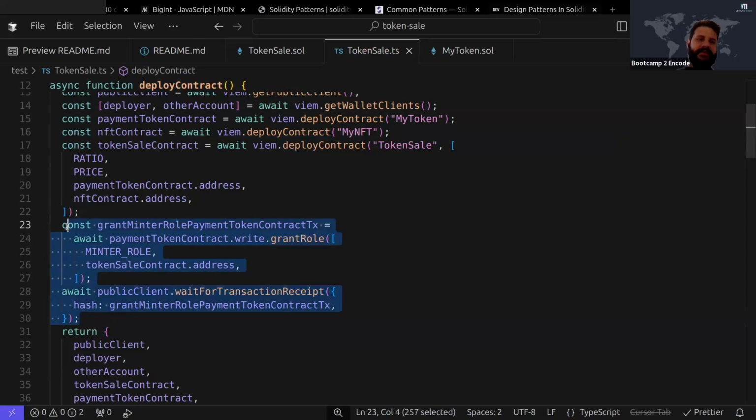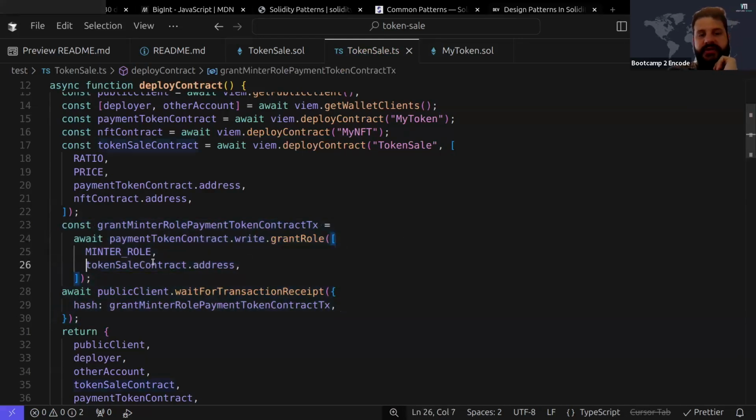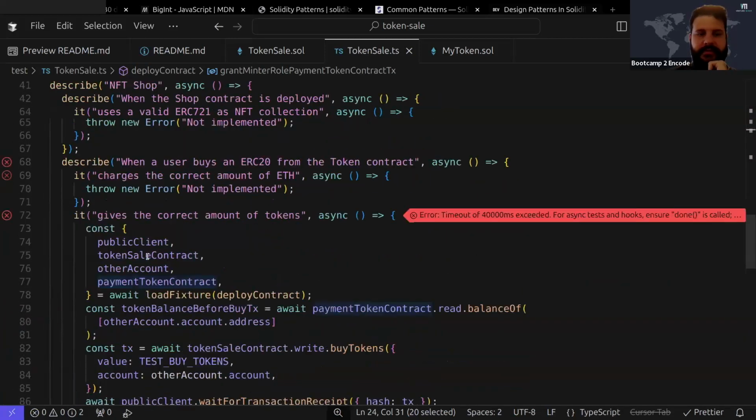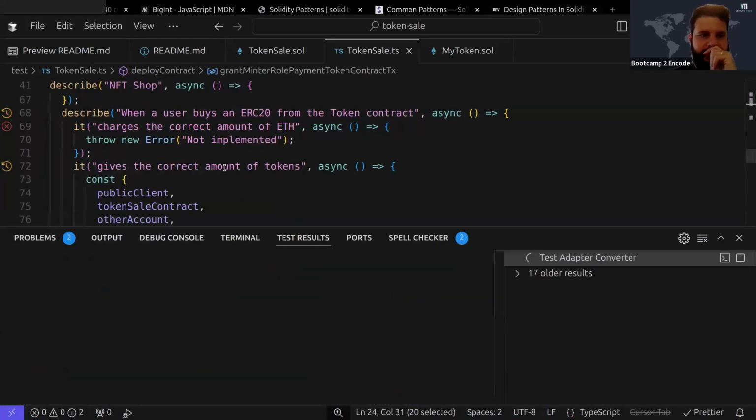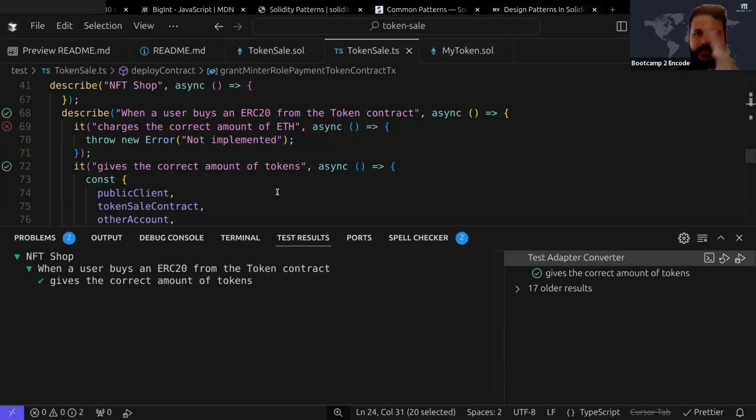And when I complete these, I'll copy and paste this for you in the chat. When I complete this, the token sale contract is going to be a minter in the payment token contract, right? So by doing this, when I come here and run this test, it should work now. It works.